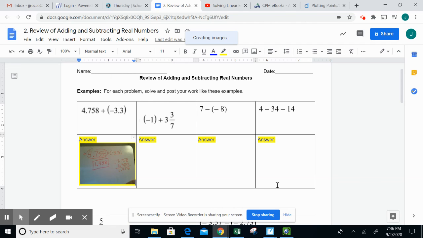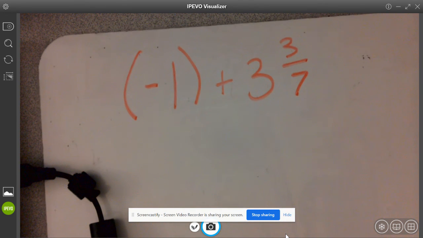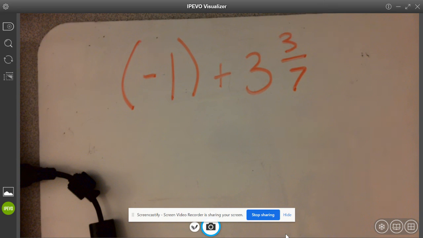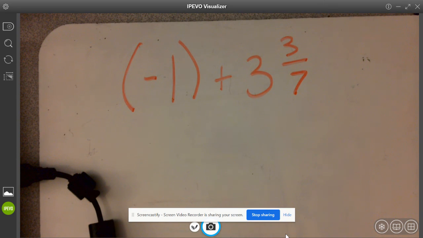All right, next example. We have fractions. So we have done this, but I wanted to do one that looked a little different. So I'm going to switch over to the camera. It says -1 plus 3 3/7. Now, for now, I'm going to keep the -1 as it is. And ultimately, we want to convert these into something we can add. And if you have one fraction, you're probably going to want both of them to be fractions.